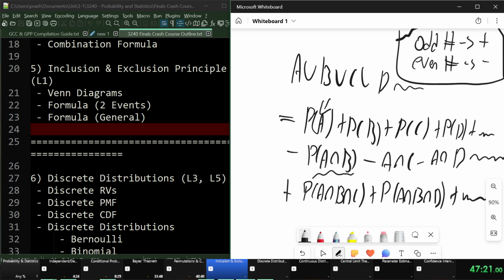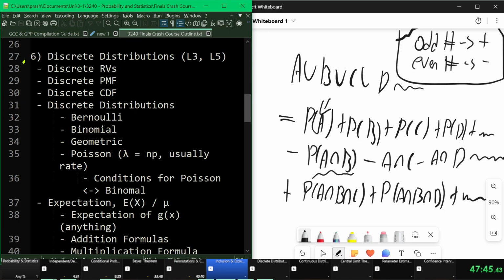That's basically what the general formula for inclusion and exclusion is. List out every combination of intersections, and if the number of events in those brackets is odd, like 1, 3, or 5, put plus. If it's even, like 2 or 4, you put minus. Yeah, I guess that's it for the inclusion and exclusion principle.